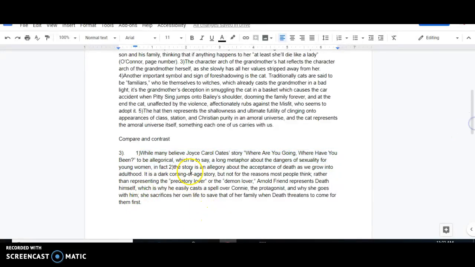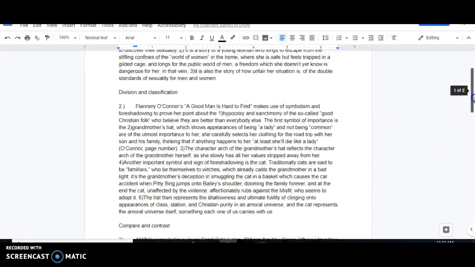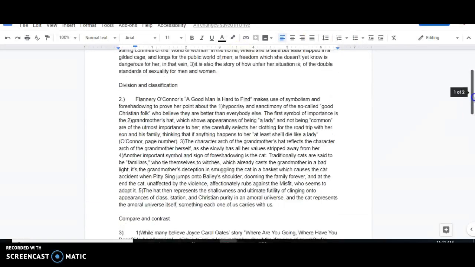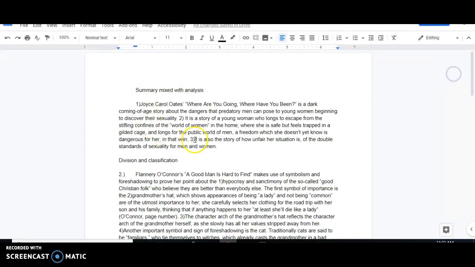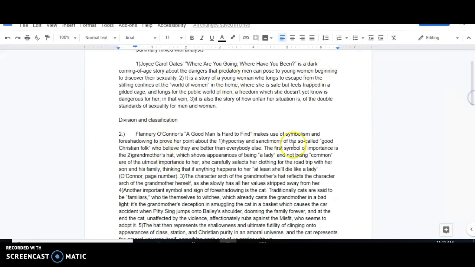Okay? So this is two-part, or, it's compare and contrast of two different ideas. And these are multi-part. You have to relate them to each other.